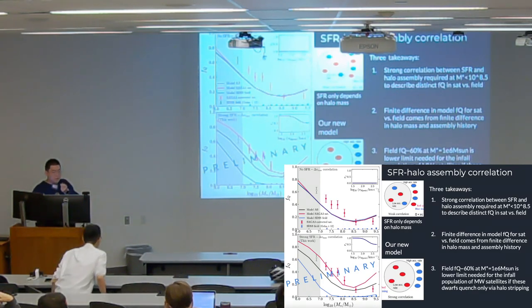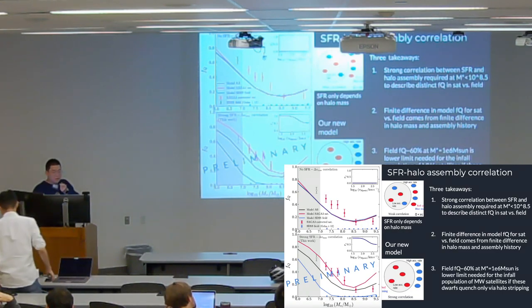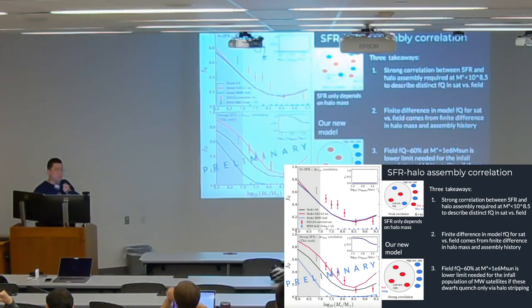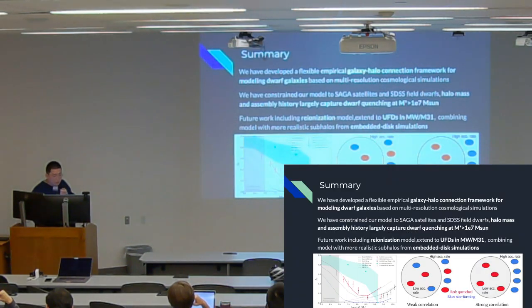So if something like DESI-LOSI in the future observes that field quench fractions are only 20% in the field at 10 to the 6th, then you will have to invoke other mechanisms that dominate satellite quenching at these mass scales. So I put my summary here, and I just want to highlight that we're also working on a reionization model to model ultra-faint dwarfs in the Milky Way and M31 with resolved star formation histories that goes to much lower masses, and we're also working on a set of embedded disk simulations that produce much more realistic subhalo populations to conduct this empirical modeling framework.